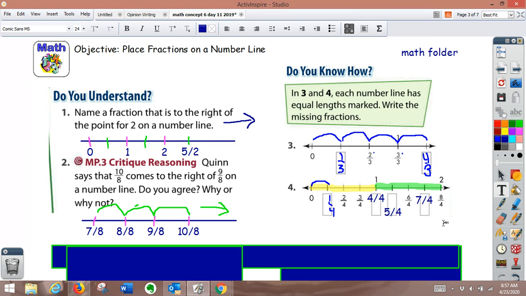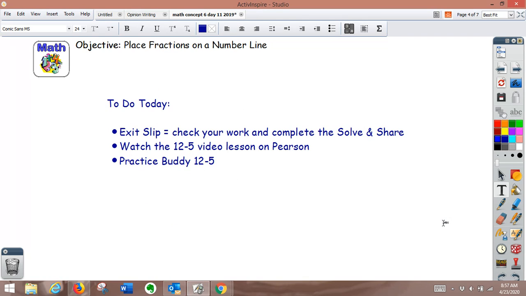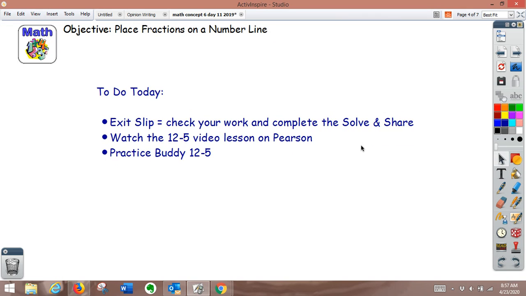Okay. Remember, you can pause these videos at any time and work it out on your own on your paper, or just look at what I've done there and think about it for a minute. Here's what we need to do today. The exit slip is go back to that solve and share and check and see how you did. Check your work and finish that up.